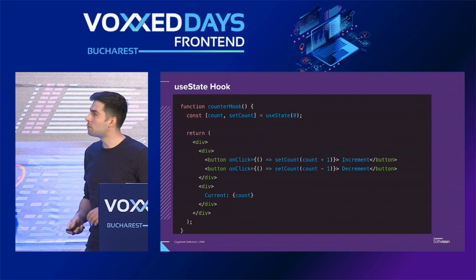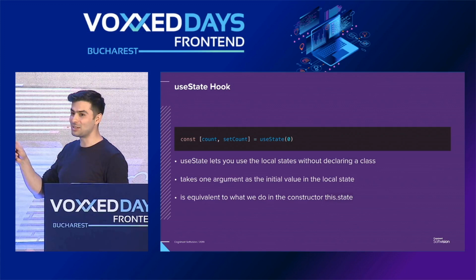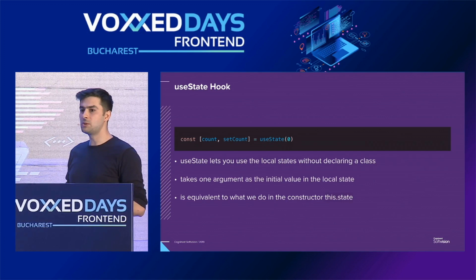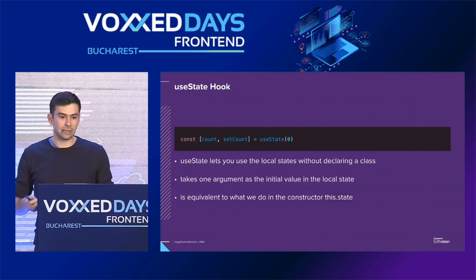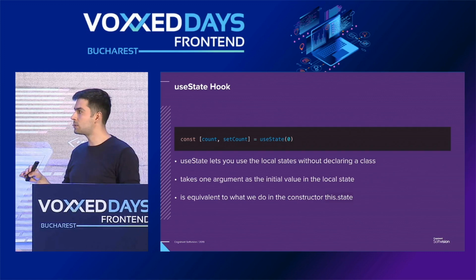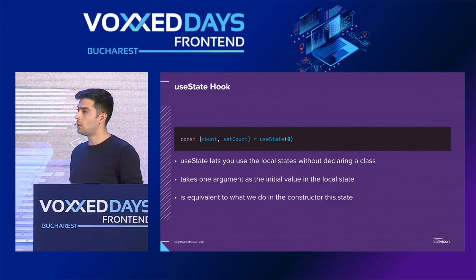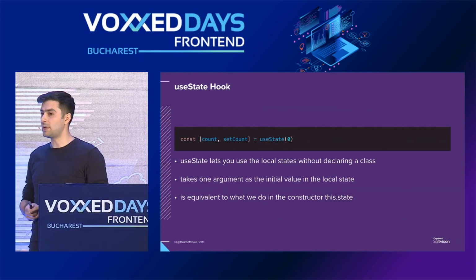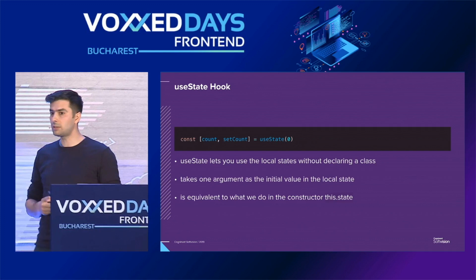So what's that? That's the hook, actually. That's the magic. useState lets you use local state without declaring a class. You have to use this in a functional component, and it has to be at the top level. So we cannot use a hook inside a conditional or an if or something like that. In this case, the useState hook takes one argument and returns an array. By destructuring this array, we get the state and a callback to set that particular state.